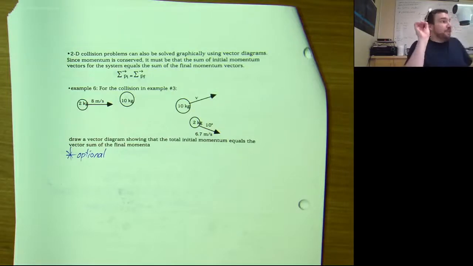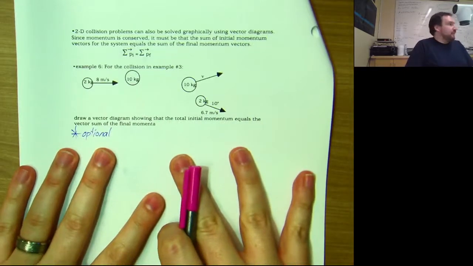So I'm going to do this example using graphical methods, and then I will go through example or question 3 in the homework and talk about how it's different. But this will be a good review, I think, for addition of vectors.